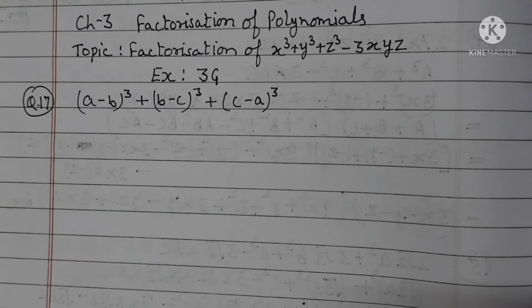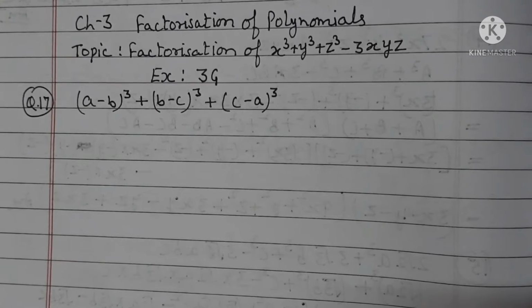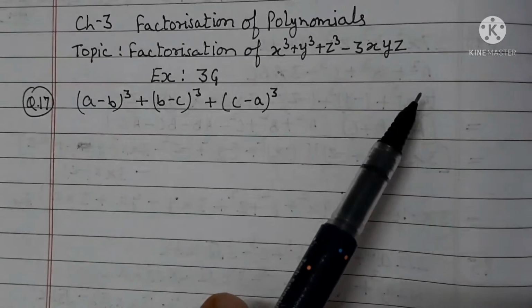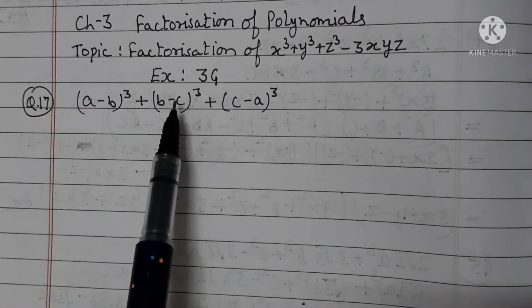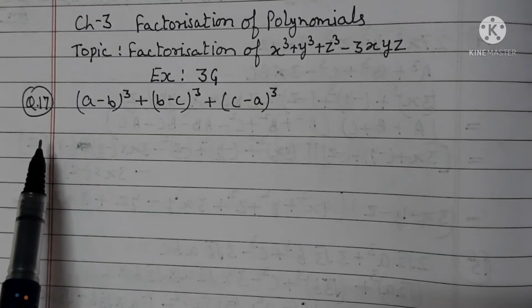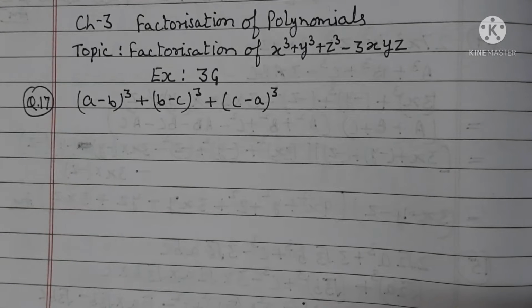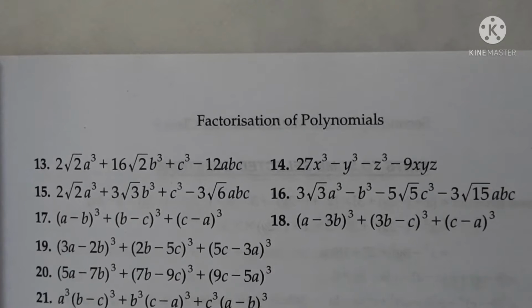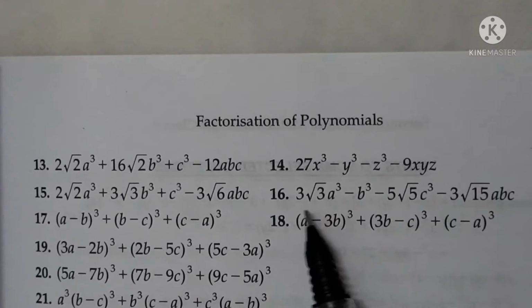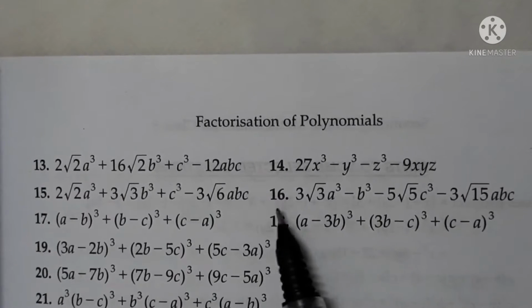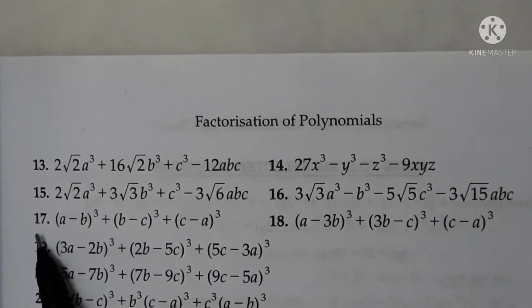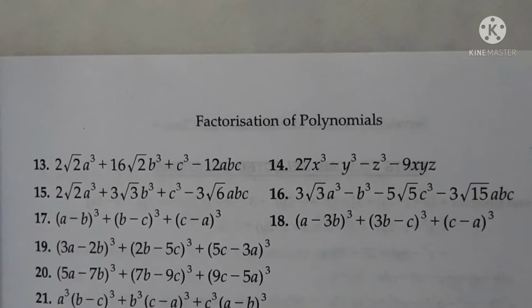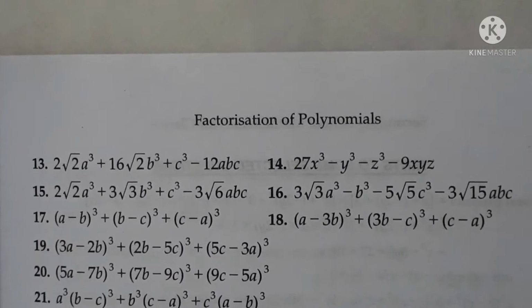Now this is chapter 3, factorization of polynomials. Topic is factorization of x cube plus y cube plus z cube minus 3xyz, and we will do the remaining questions of exercise 3G. So we start from question number 17. We have done up to question number 16 in my previous video, and this is question number 17, and we will do the others now.